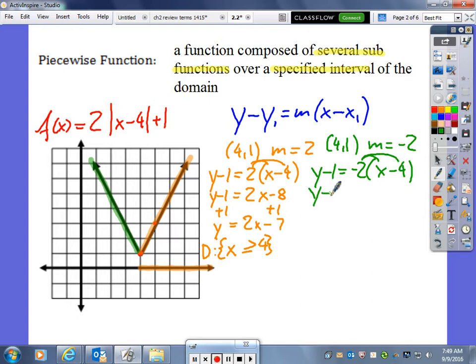Distribute the negative 2. Y minus 1 is negative 2x plus 8. Add 1 to both sides. Y is equal to negative 2x plus 9. Our domain goes from negative infinity all the way up to 4. In other words, x is less than 4.